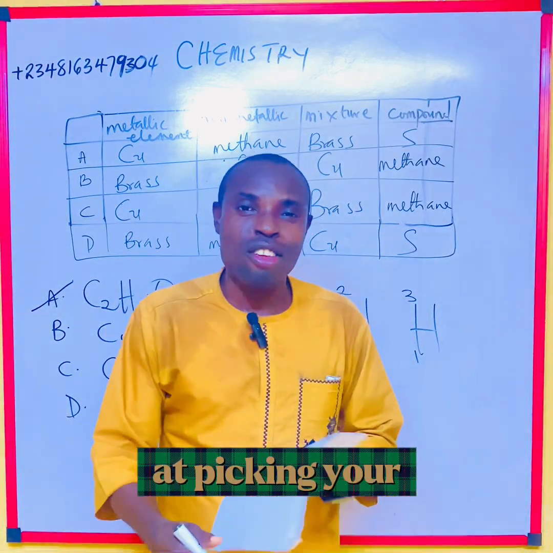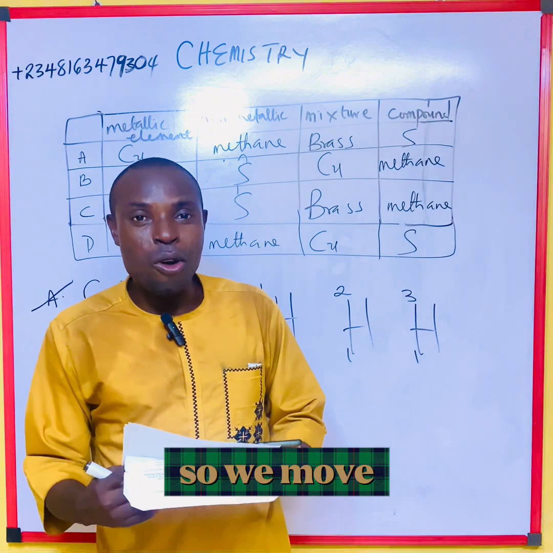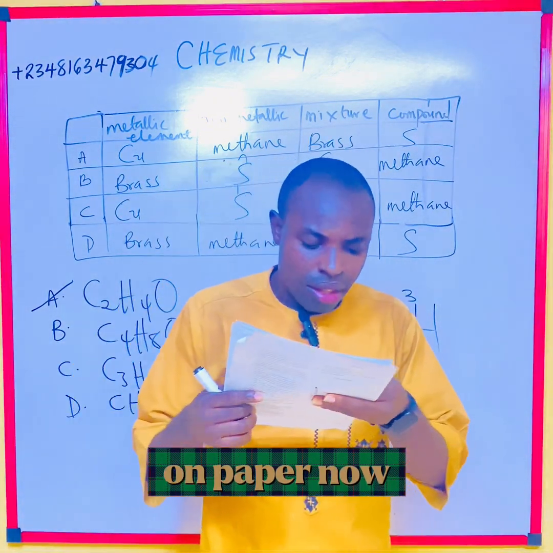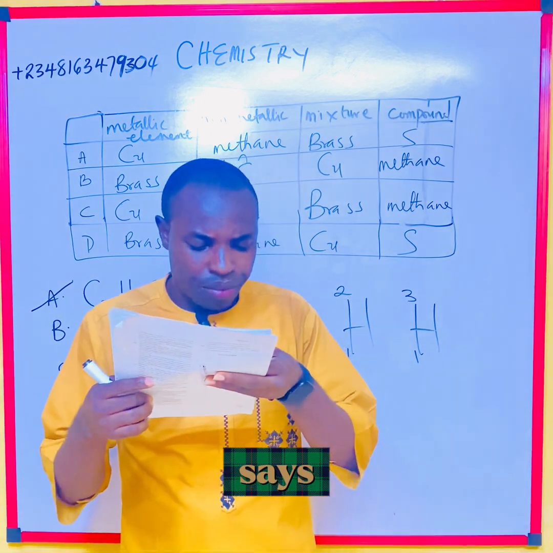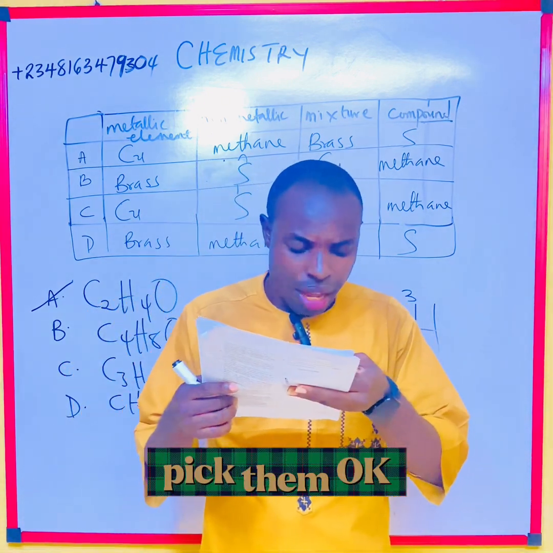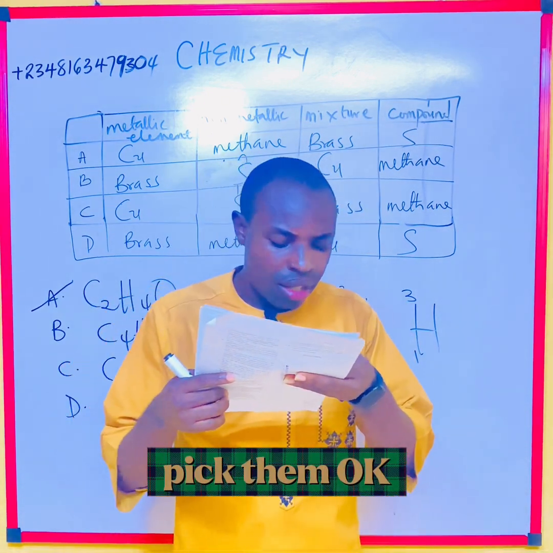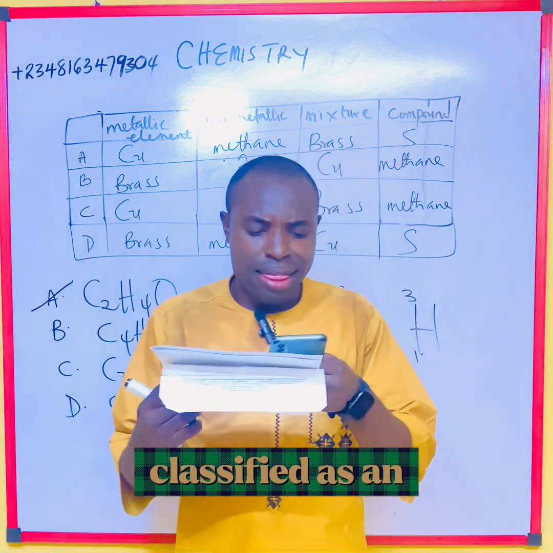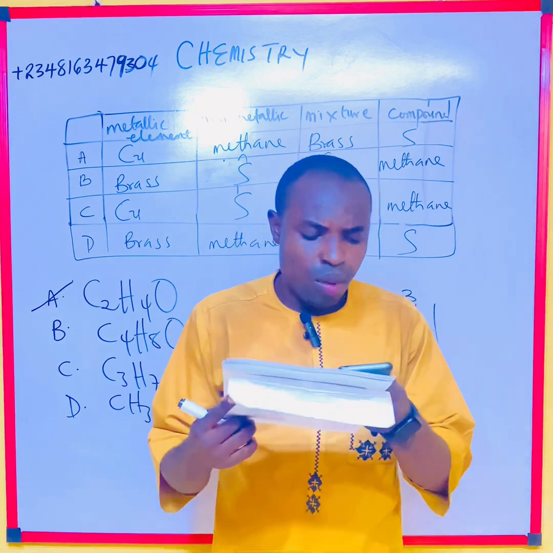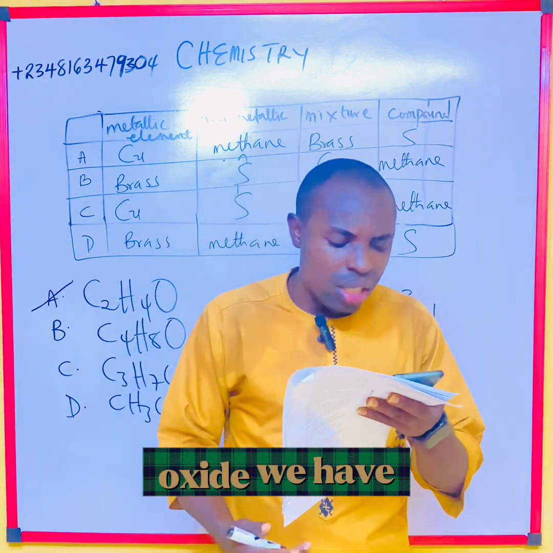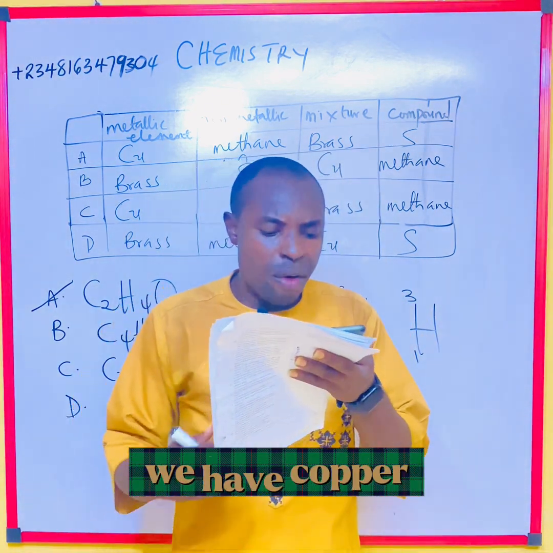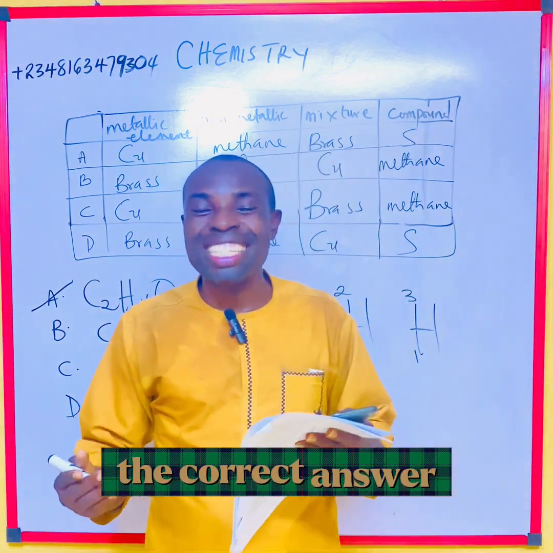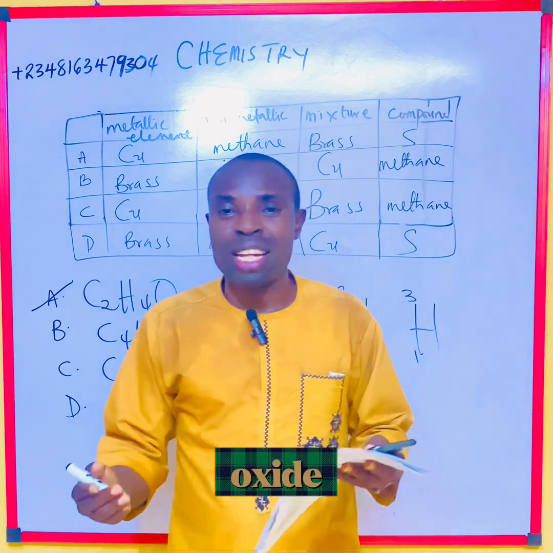So we move to the next question that we have here on paper. The next question we have here says, which oxide is classified as an amphoteric oxide? We have option A, aluminium oxide, calcium oxide, copper 2 oxide, nitrogen oxide. Of course, the correct answer is aluminium oxide.